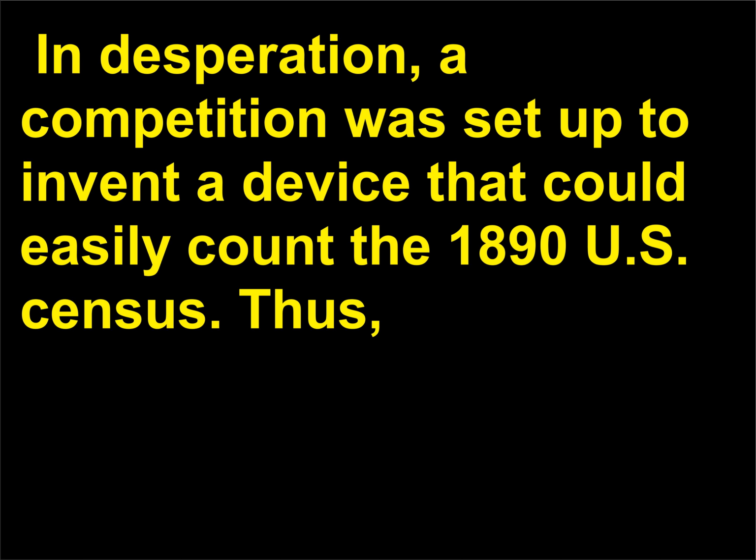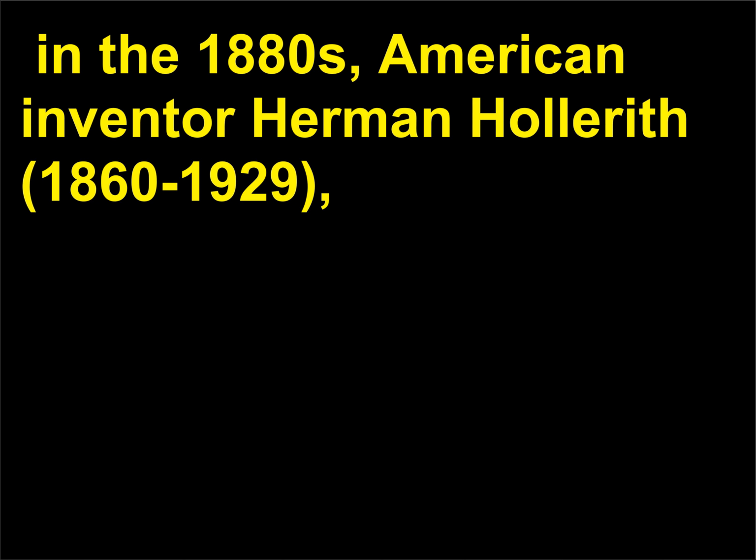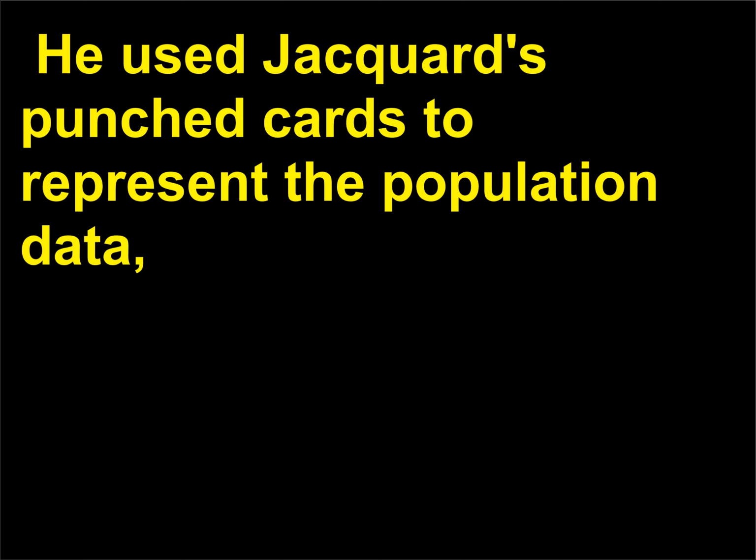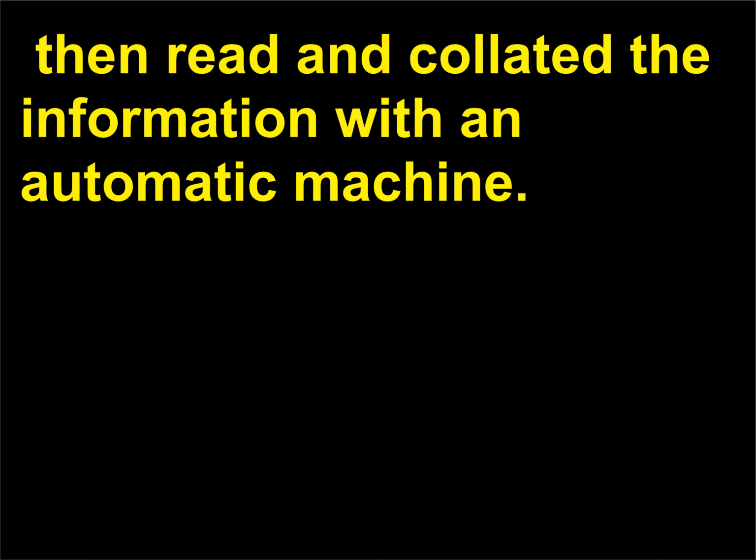In desperation, a competition was set up to invent a device that could easily count the 1890 US census. Thus, in the 1880s, American inventor Herman Hollerith, 1860 to 1929, who is also known as the father of modern automatic computation, presented his competition-winning idea. He used Jacquard's punched cards to represent the population data, then read and collated the information with an automatic machine.